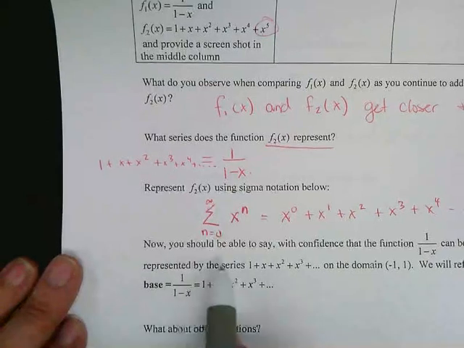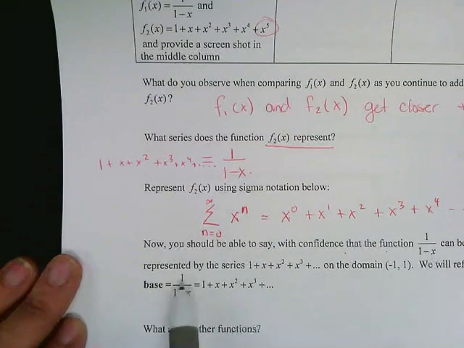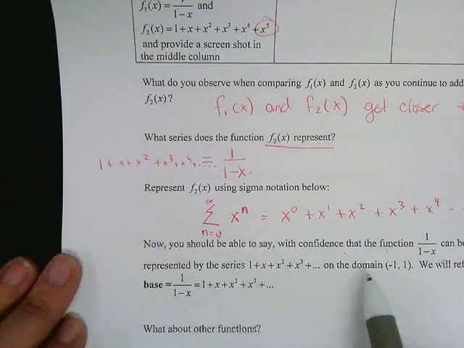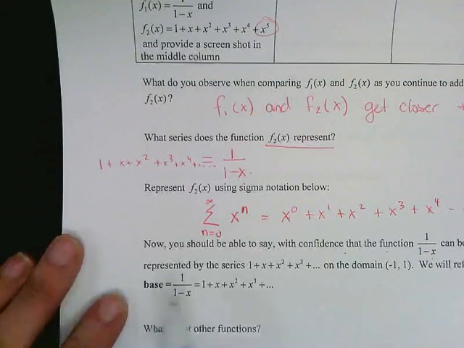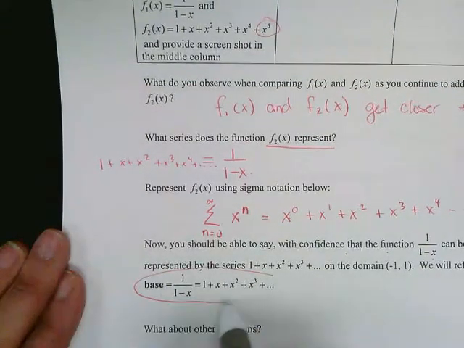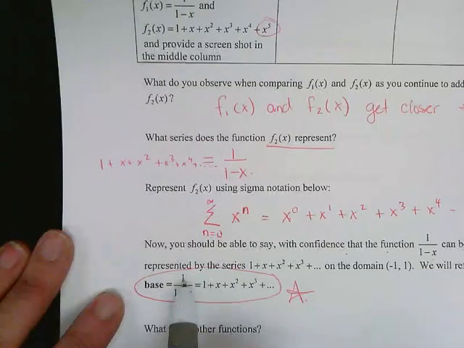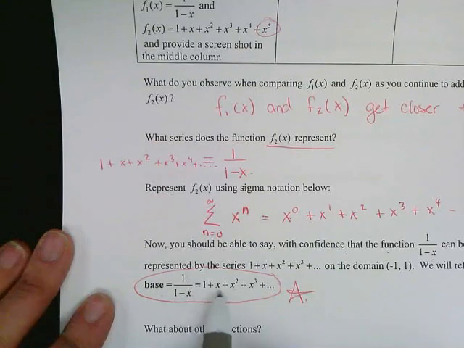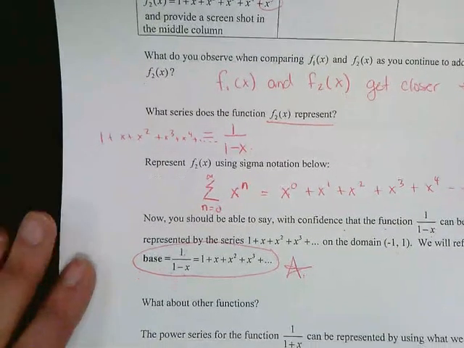All right, now you should be able to say with confidence that the function 1 over 1 minus x can be represented by the series on the domain -1 to 1. We'll refer to this as the base. This is going to be very important. You do have to remember that. So, if we know that 1 over 1 minus x can be represented by this, what about other functions?